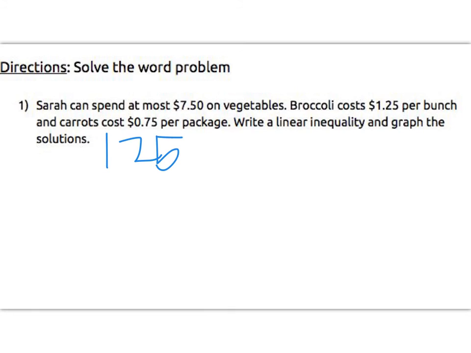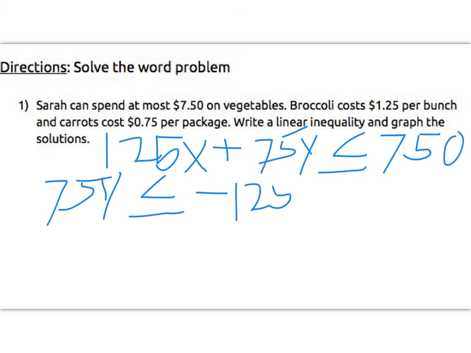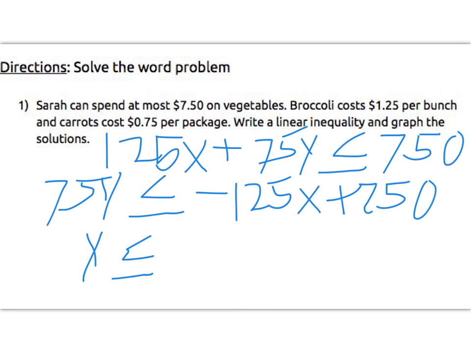125x, which represents the broccoli, plus 75y, which represents the carrots, is less than or equal to 750, since you can't go over that. Then you're going to simplify it, so 75y is less than or equal to negative 125x plus 750. Then you want to divide by like terms, and you end up getting y is less than or equal to negative 5 over 3x plus 10.